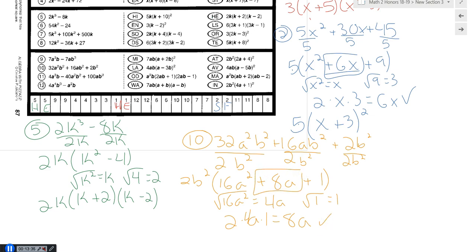It's positive, so that will be, again, the outside has to remain outside, 2b squared. 4a plus 1 from here. Squared. b squared, 4a plus 1 squared. IN. Alright, and that is it. Go ahead, pause the video, go and work on the next section.